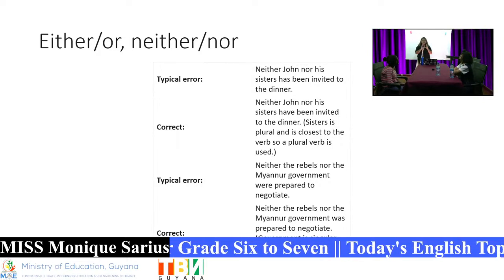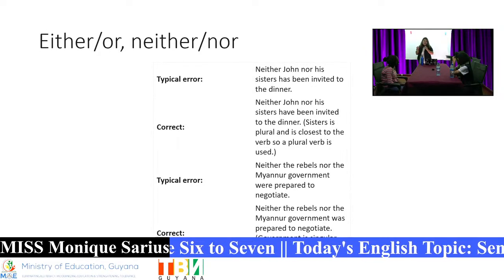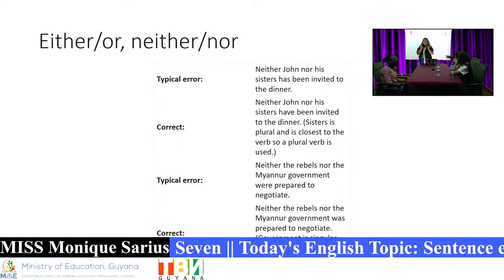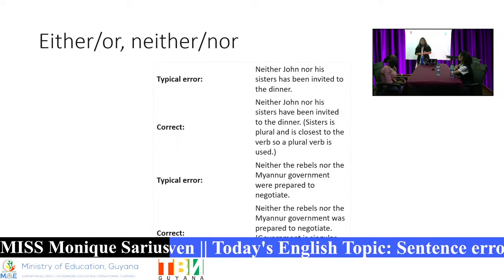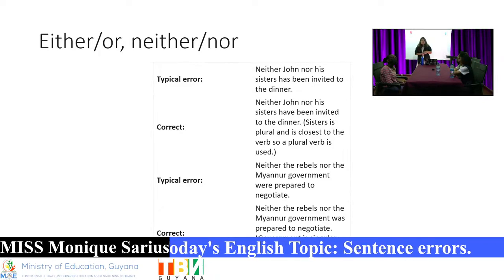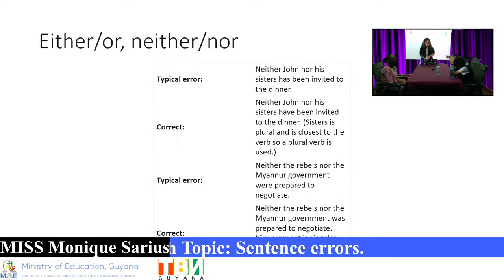So the problem here is the subject and verb agreement between these things. But it's not just the subject and verb agreement, the verb must match what is closest to it. So if we had said neither the Myanmar government nor the rebels were, that would have been correct, because were would have been closer to rebels, which is plural. Did I hurt your heads a little? No? All right.